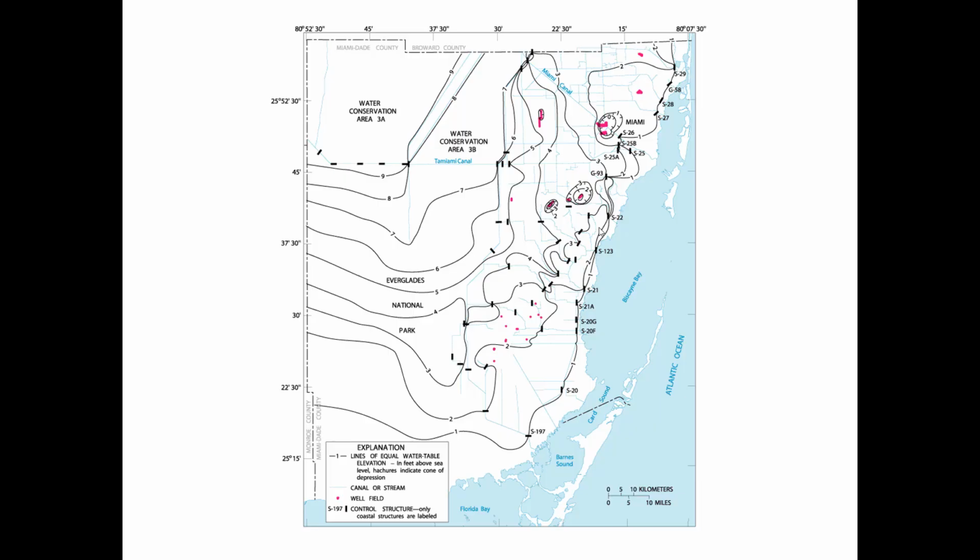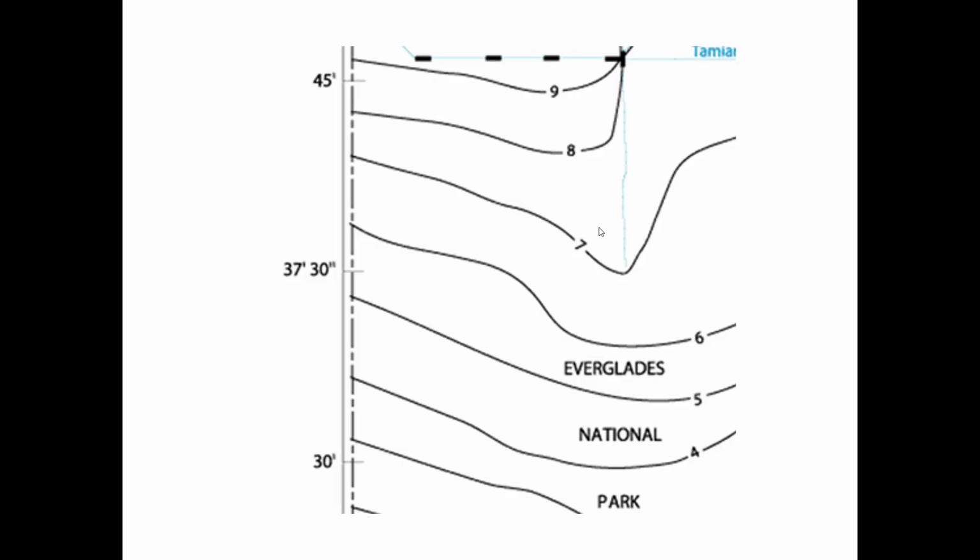Here's an example from South Florida where the elevation of the water table is contoured. It's probably a little hard to read these, so I'm going to enlarge a portion of the western side in the next slide. Here I've enlarged a portion of the western side, and you can see that the water table ranges from about 9 to 3 feet above sea level and slopes to the south.